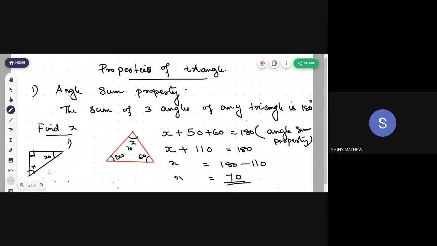There also you can write the same method. x plus 20 plus 90, because that is a right angle triangle, so that angle is 90. That is equal to 180. In brackets you write angle sum property. So x plus, here also 90 plus 20 is 110, equal to 180. So x is 180 minus 110, that is 70. So here the value of x was 70. It will not be 70 in every question; here it happened accidentally. Both angles are 70.